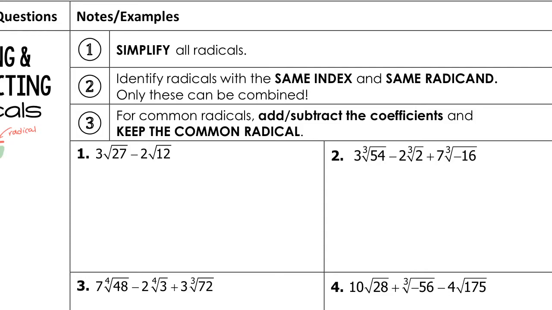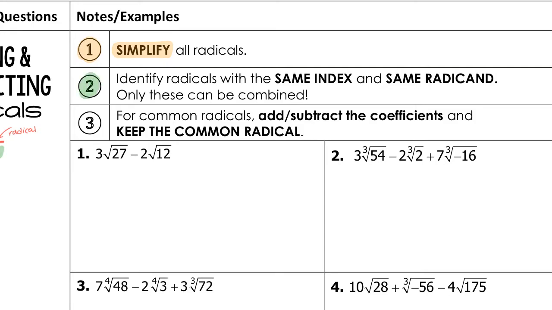So the first step that we are going to be looking at is simplifying all the radicals. Before you can add and subtract, you need to have all of your radicals in the most simplest form possible, and that means breaking down your radicand and looking for twins or triplets or quadruplets.